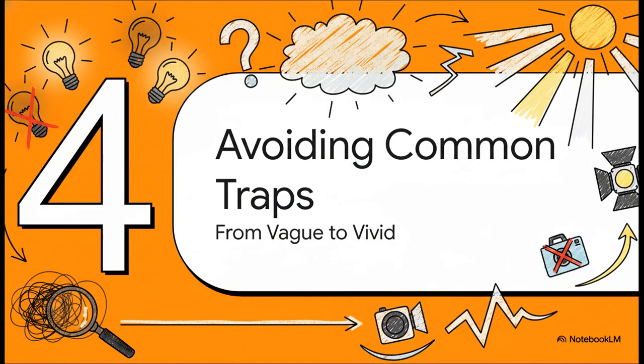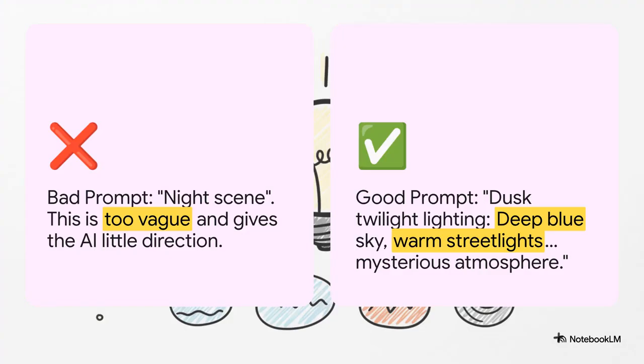Now, let's quickly cover a crucial step that will take your prompts from good to great. We're going to look at the single most common mistake people make with lighting, and more importantly, how to fix it. The problem is just vagueness. A prompt like night scene gives the AI almost no direction to work with. But look at the good prompt. It specifies dusk twilight, a deep blue sky, and warm streetlights. It describes the quality and the feeling of the light, giving the AI specific details to grab onto, which always results in a richer, more intentional image.